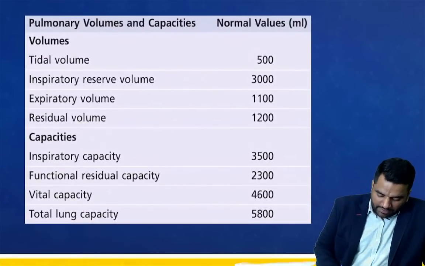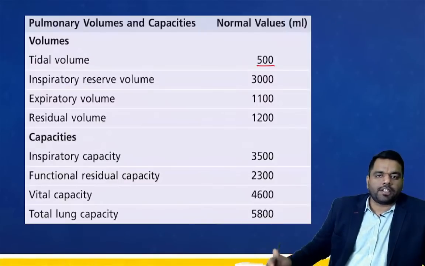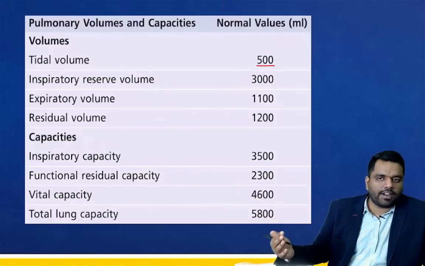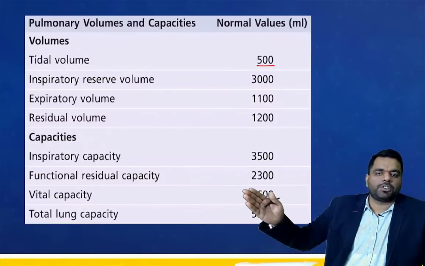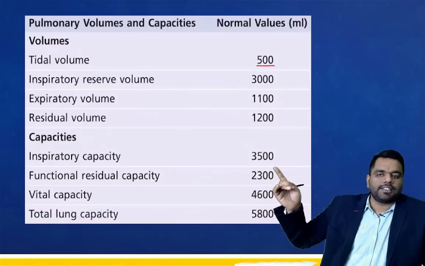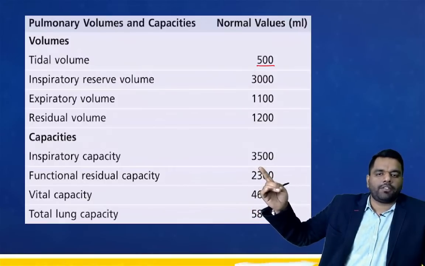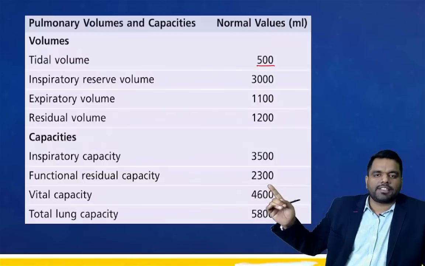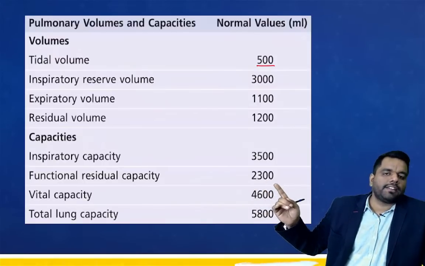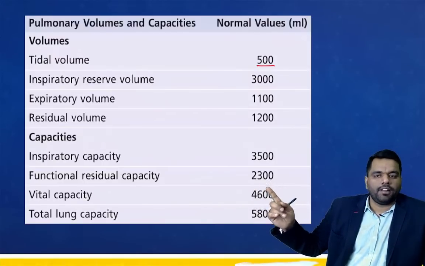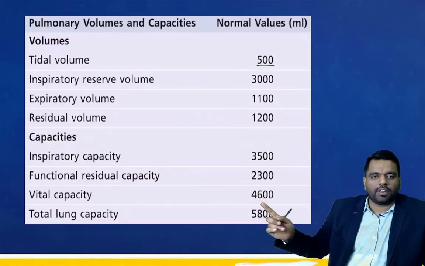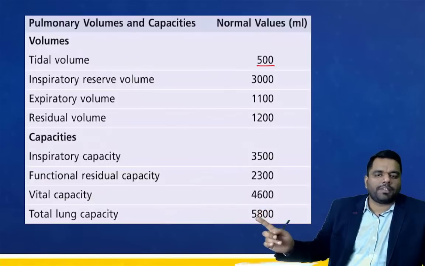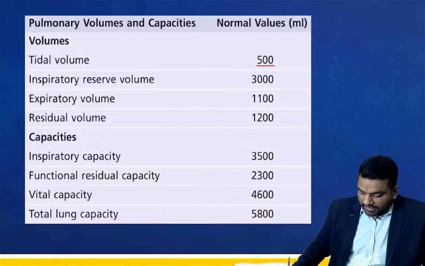Here are the different values. The tidal volume normally is 500. Inspiratory reserve volume is 3000. Expiratory reserve volume is 1100, and the residual volume is 1200 ml. Talking about the capacities, the inspiratory capacity is the tidal volume and the inspiratory reserve volume, so it becomes 3500. Functional residual capacity is your expiratory reserve volume and the residual volume, that is 2300 ml. Vital capacity is IRV, TV and ERV. So all together this is 4600, and total lung capacity is around 5800, or 6 liters.